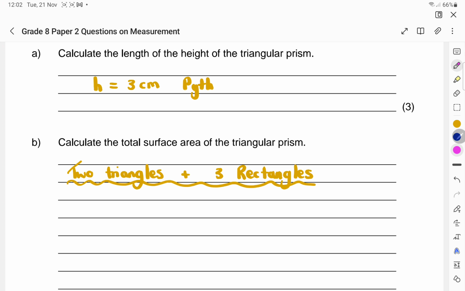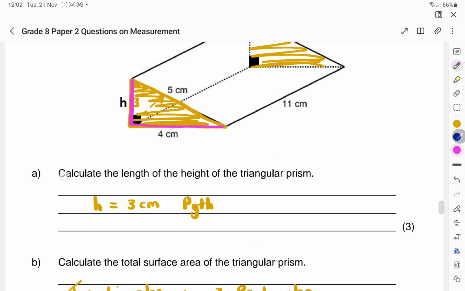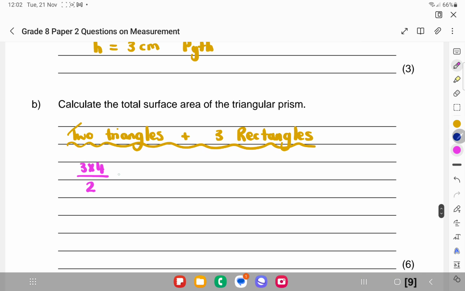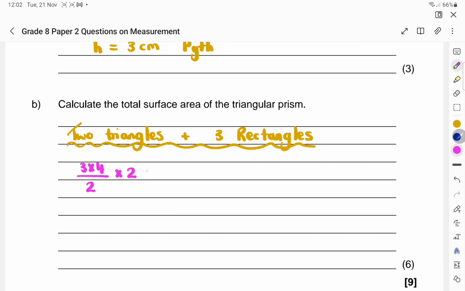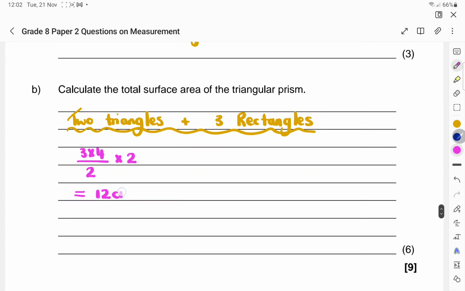Okay, let's quickly have a look. The 2 triangles, base times height, so 3 times 4, divided by 2, but because there's 2 triangles, I'm going to times it again by 2. Okay, so 3 times 4 is 12. 12 divided by 2 times 2 gives you this 12. And I just want to check the measurements. It's in centimeters.